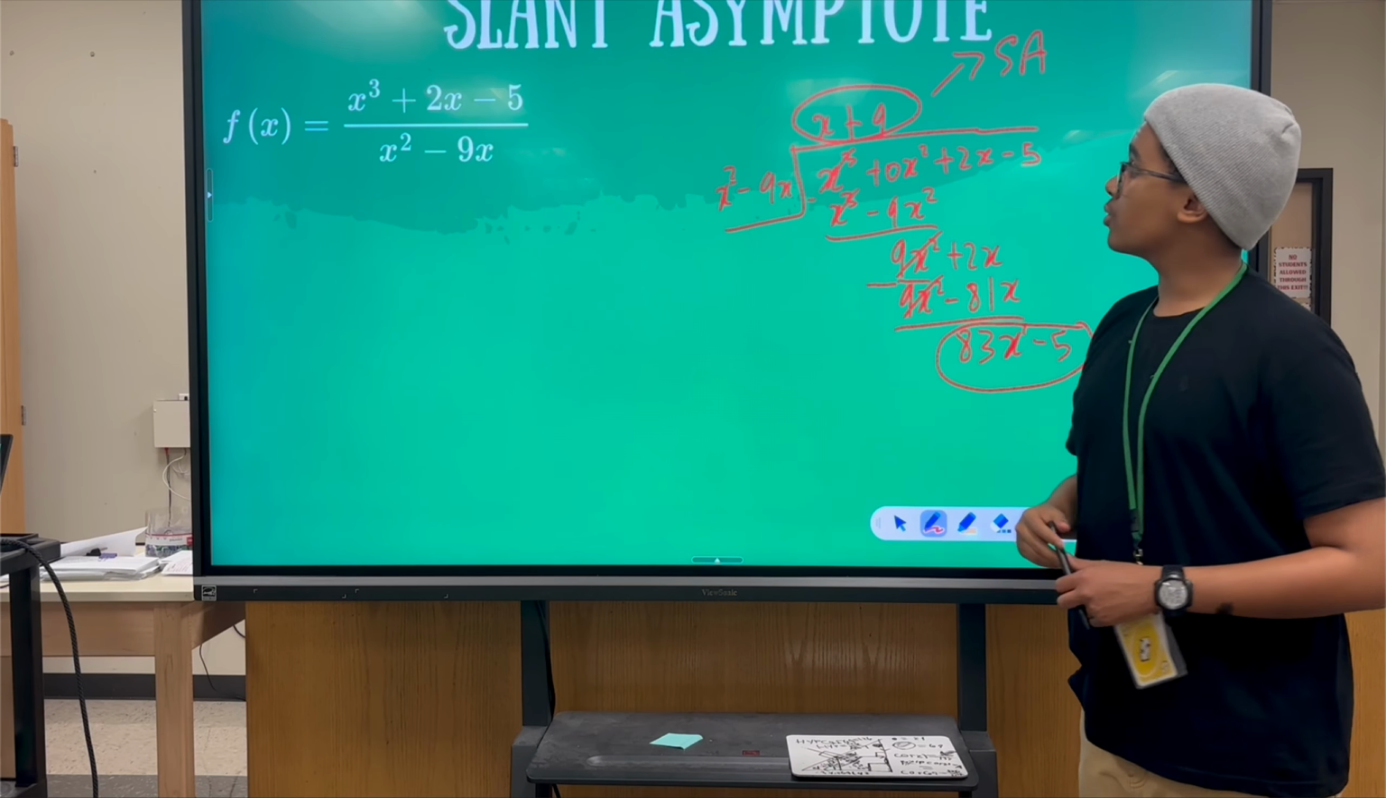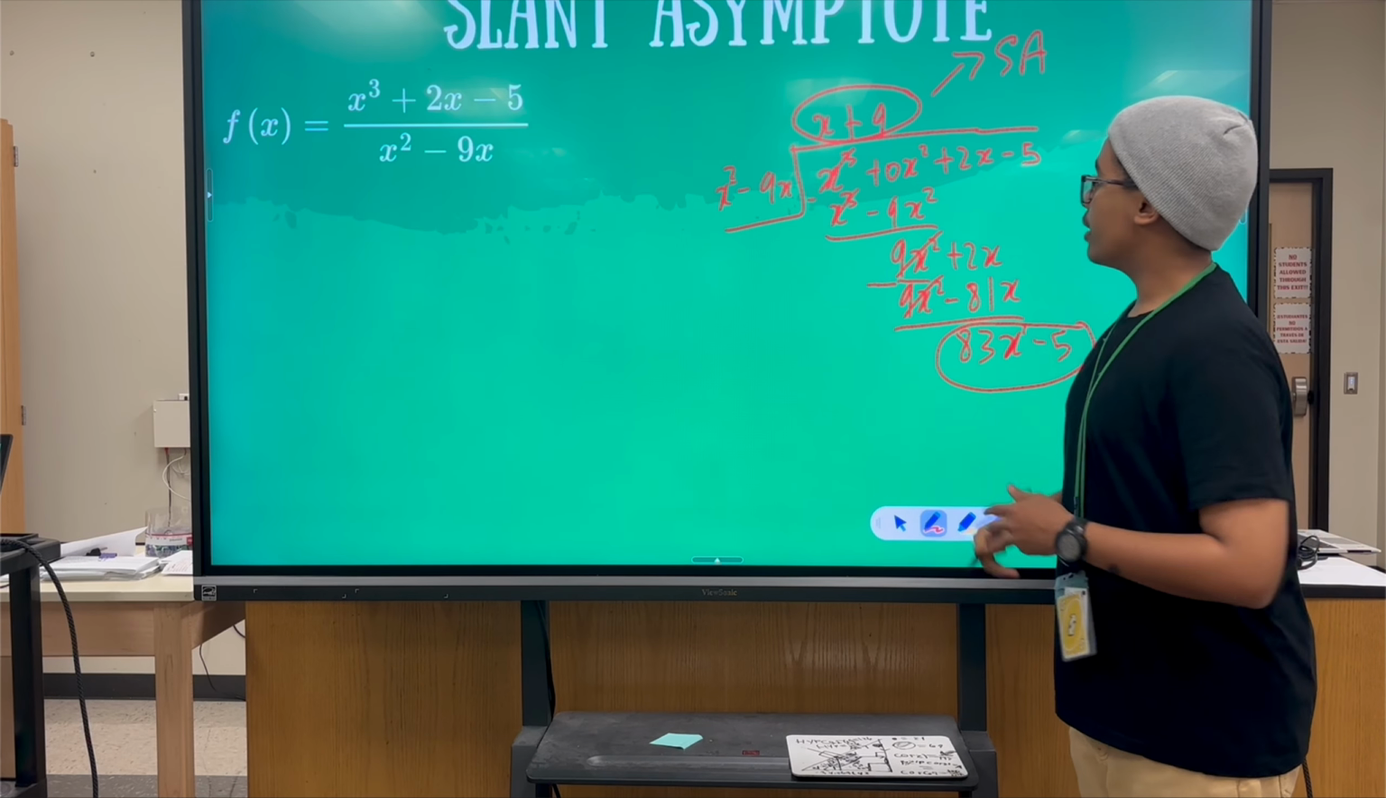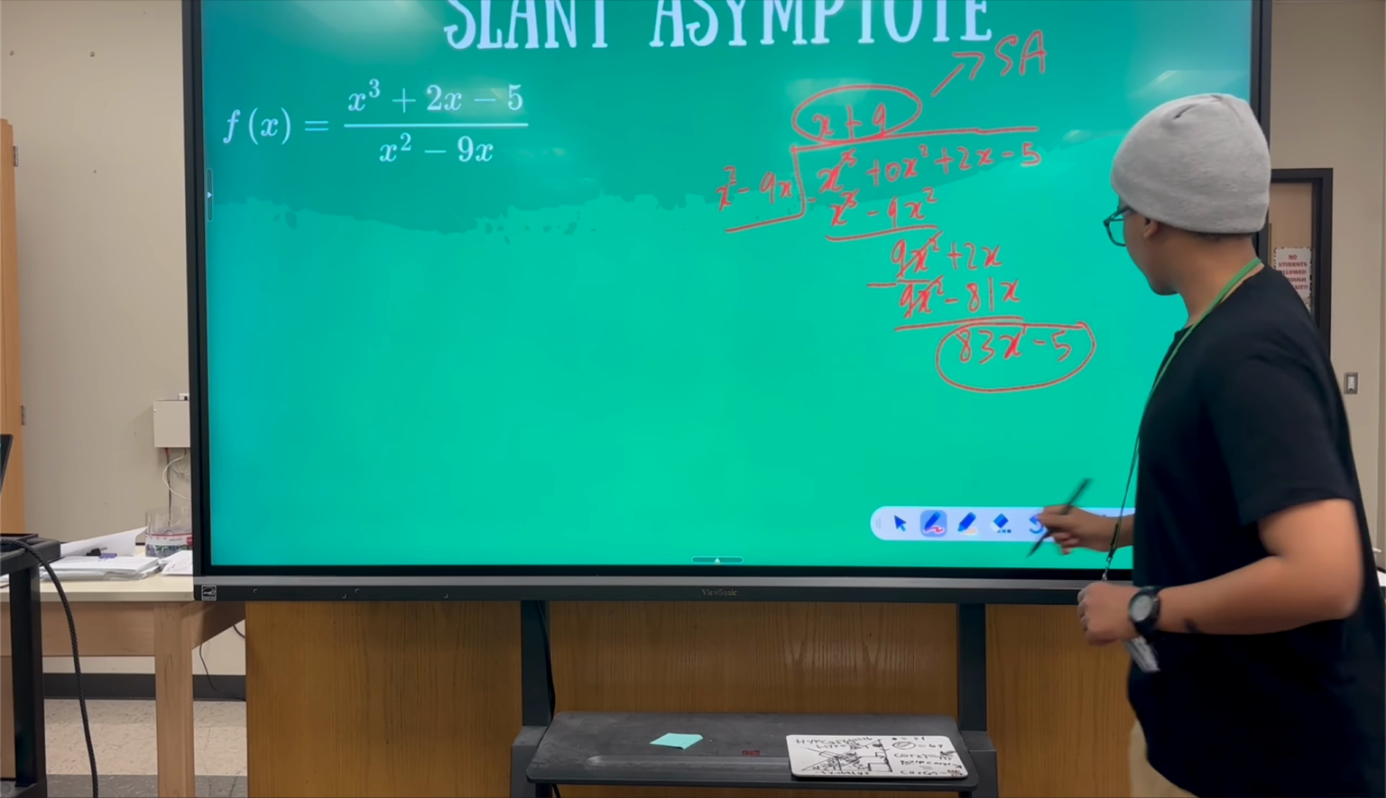Again, slant asymptote deals with the division of polynomials, and make sure to be careful when you're dividing them.